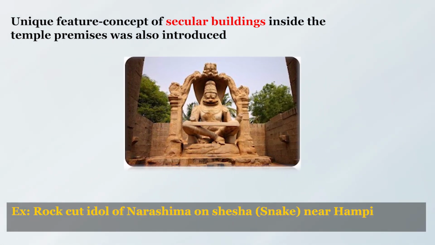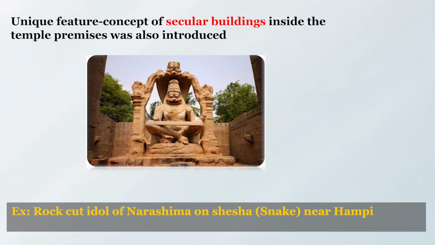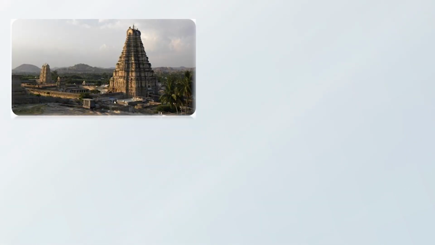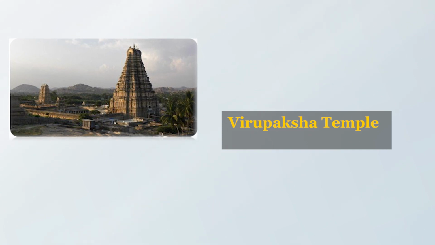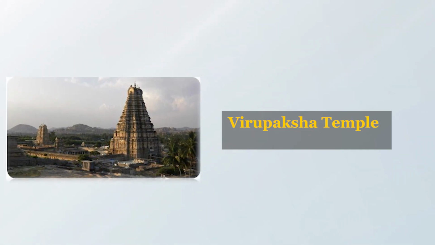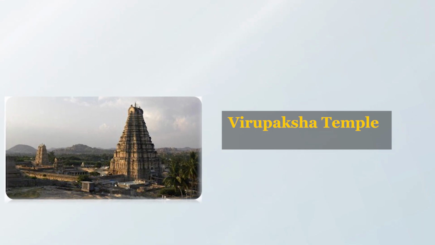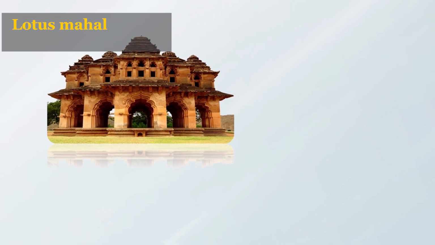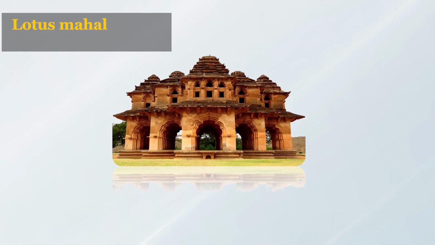The examples of Vijayanagara temples. Rock-cut idol of Narasimha on Shesha near Hampi. Next, the Virupaksha temple. It is the oldest and principal temple in Hampi. The main deity of this temple is Lord Shiva. It is also one of the UNESCO World Heritage Sites. Next important is the Lotus Mahal or Chitrangini Mahal.